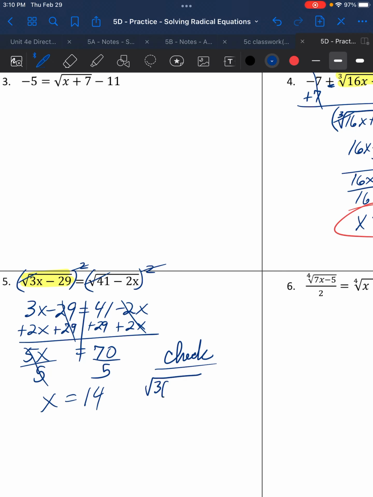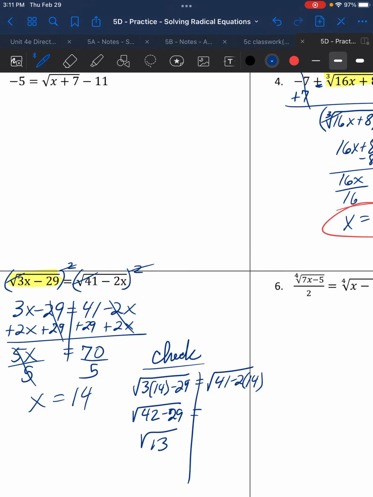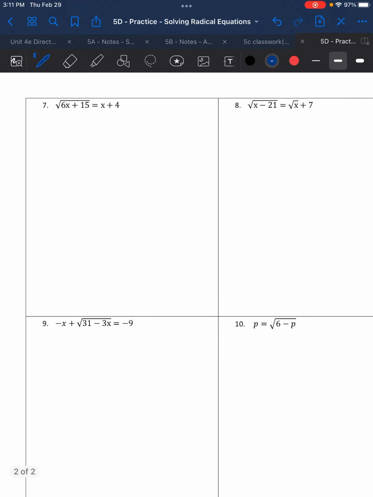So I have square root of 3 times 14 minus 29 equals the square root of 41 minus 2 times 14. And I'm going to simplify the left side first. So 3 times 14 is 42. 42 minus 29 is 13. That's as far as I want to go there. And on the right side, I have 41 minus 28. 41 minus 28 is 13. And the square root of 13 does equal the square root of 13. Cool.